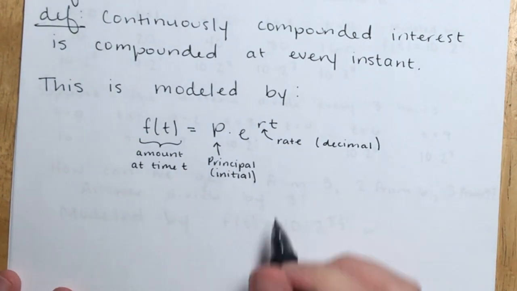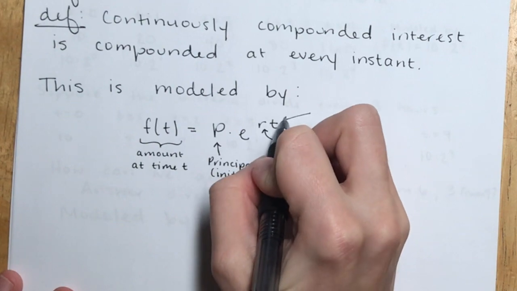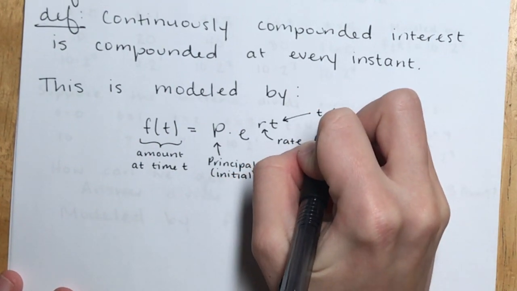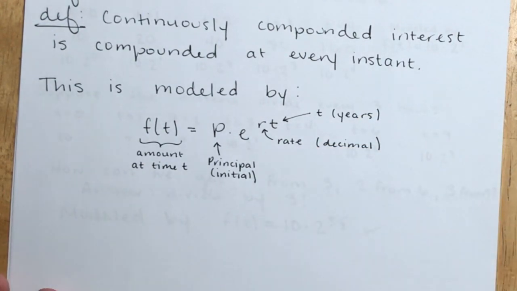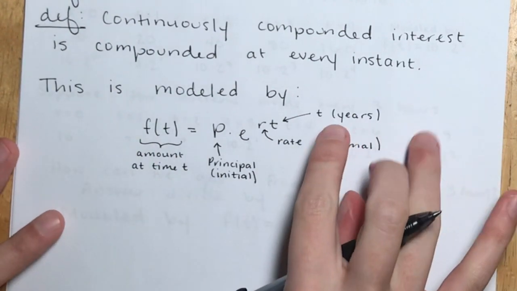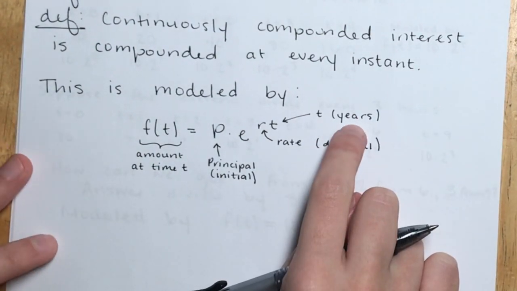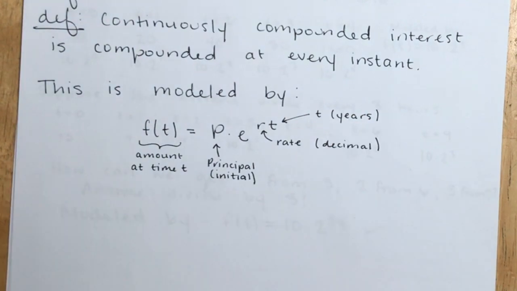And again, I want to point out that T is always in years for interest problems. So before we could use days or months or whatever for T or hours, but for interest problems, we always want to use years. And that's just because our rates are always annual.